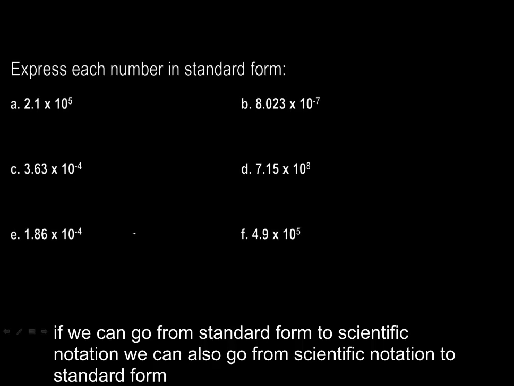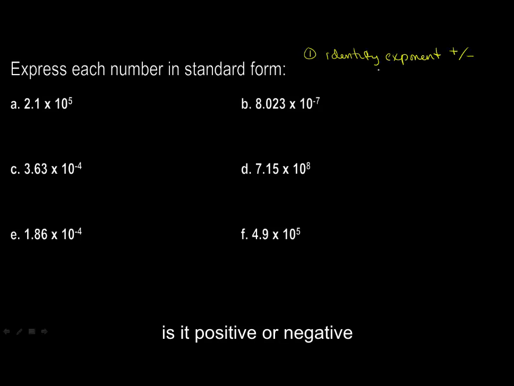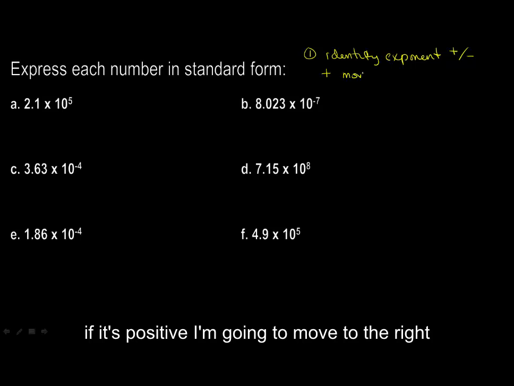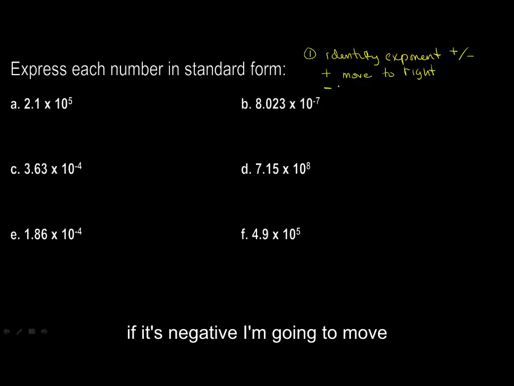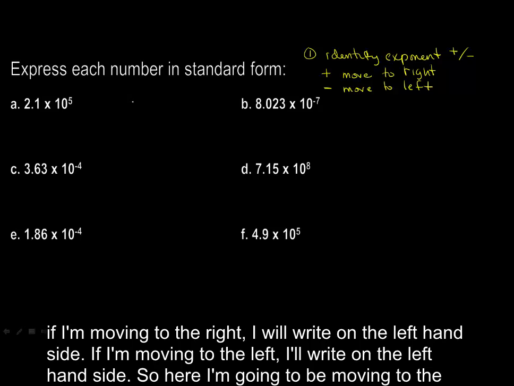If we can go from standard form to scientific notation, we can also go from scientific notation to standard form. What I do first is identify the exponent. Is it positive or negative? If it's positive, I'm going to move to the right. If it's negative, I'm going to move to the left. Next, if I'm moving to the right, I will write on the left-hand side. If I'm moving to the left, I'll write on the right-hand side.